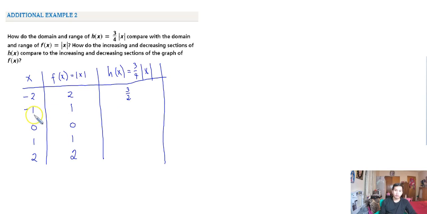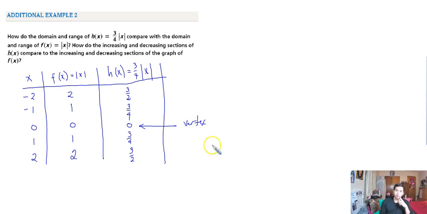And if x is -1, that will be 3/4, of course. And if it is 0, then this will automatically be 0. If this is 1, it will be 3/4, and if this is 2, it will be 3/2. So you will notice in your table that your turning point is again on your origin. This will serve as your vertex when you graph them.